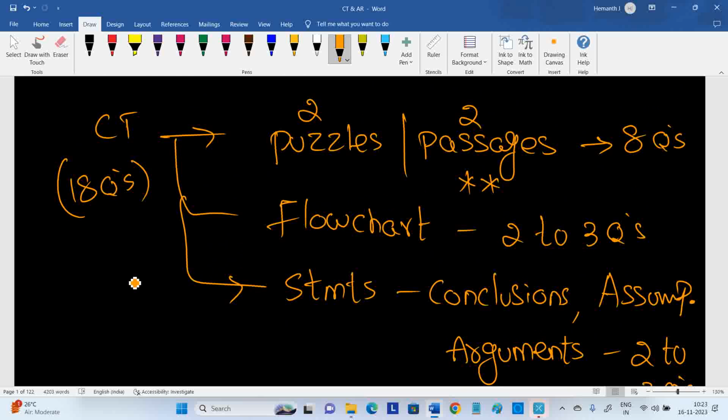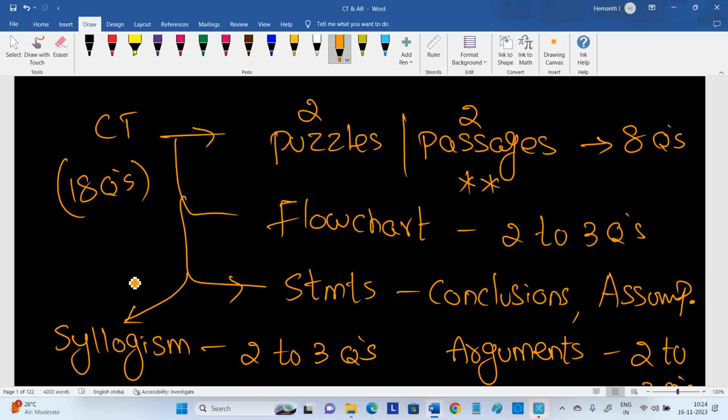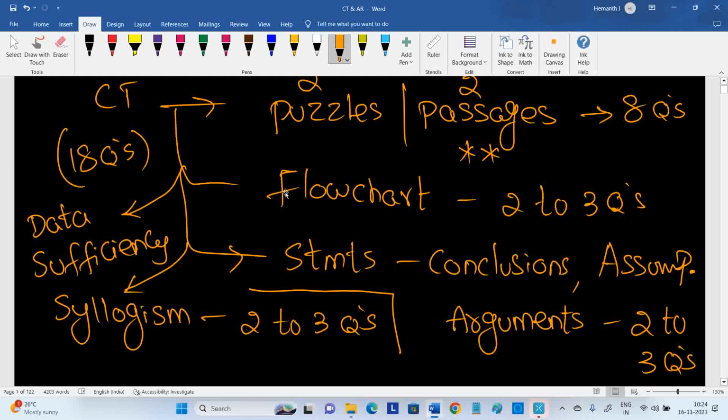The other important part is the syllogism concept. Syllogisms: all A are B, some P are Q, that format. Here also you can expect 2 to 3 questions. The last one is data sufficiency. Nothing changed in the syllabus from what we mentioned in phase 1. You can check now also, the same syllabus we discussed. But instead of puzzles, they added passages. Flowchart they are asking, but theory-related questions. Statements and conclusions, statements and assumptions, statements and arguments are still continued. This is the critical thinking-related second section. You have 90 questions.